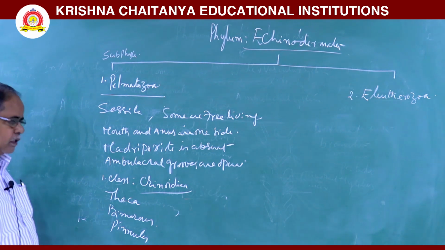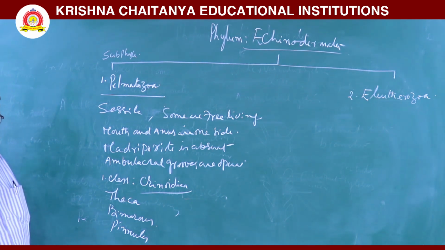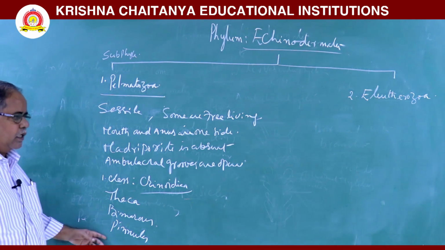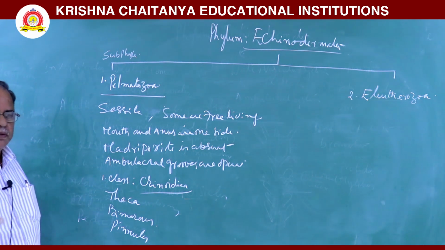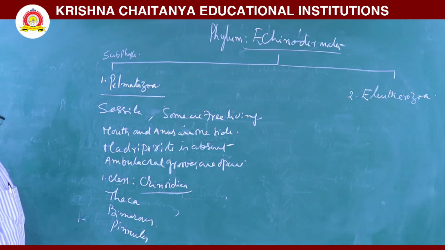Here arms are divided into two branches. Biramous arms are there. On the arms, nodule-like structures are there. This is called pinnules. These pinnules are used to capture the food.